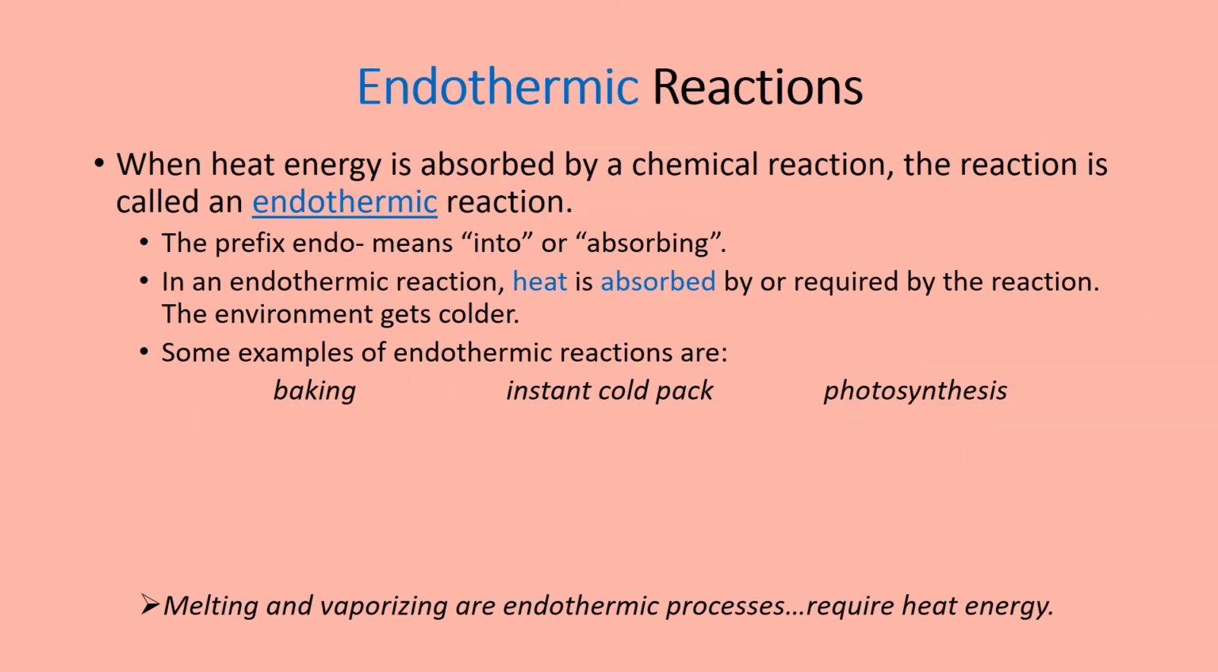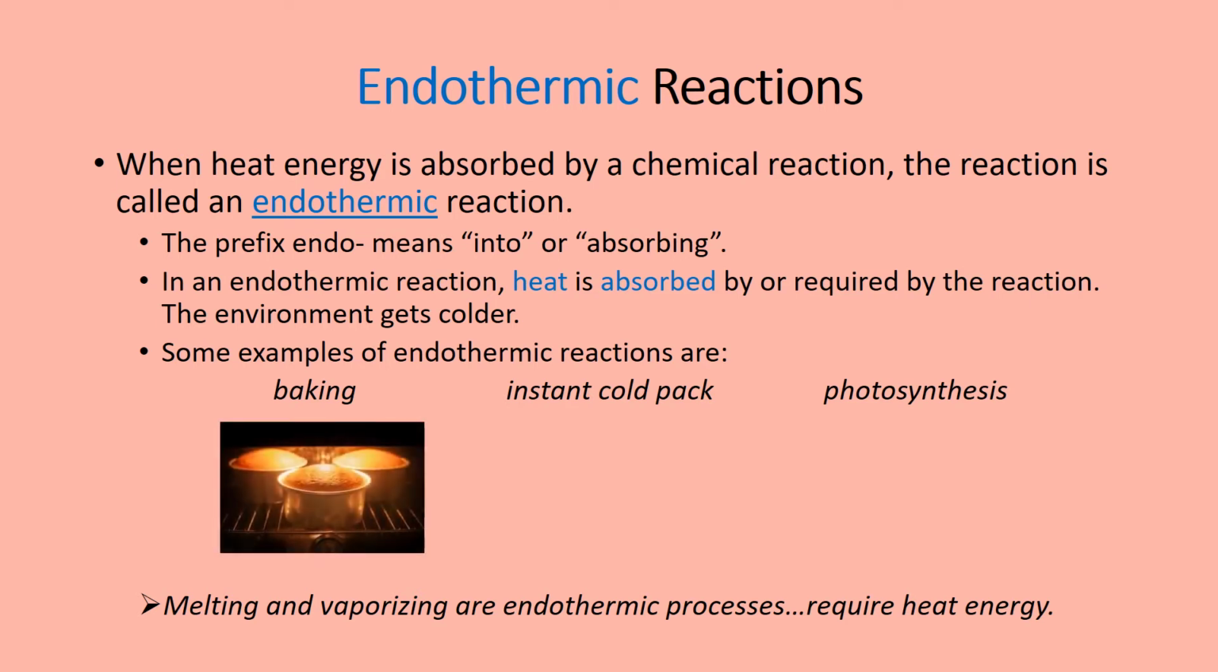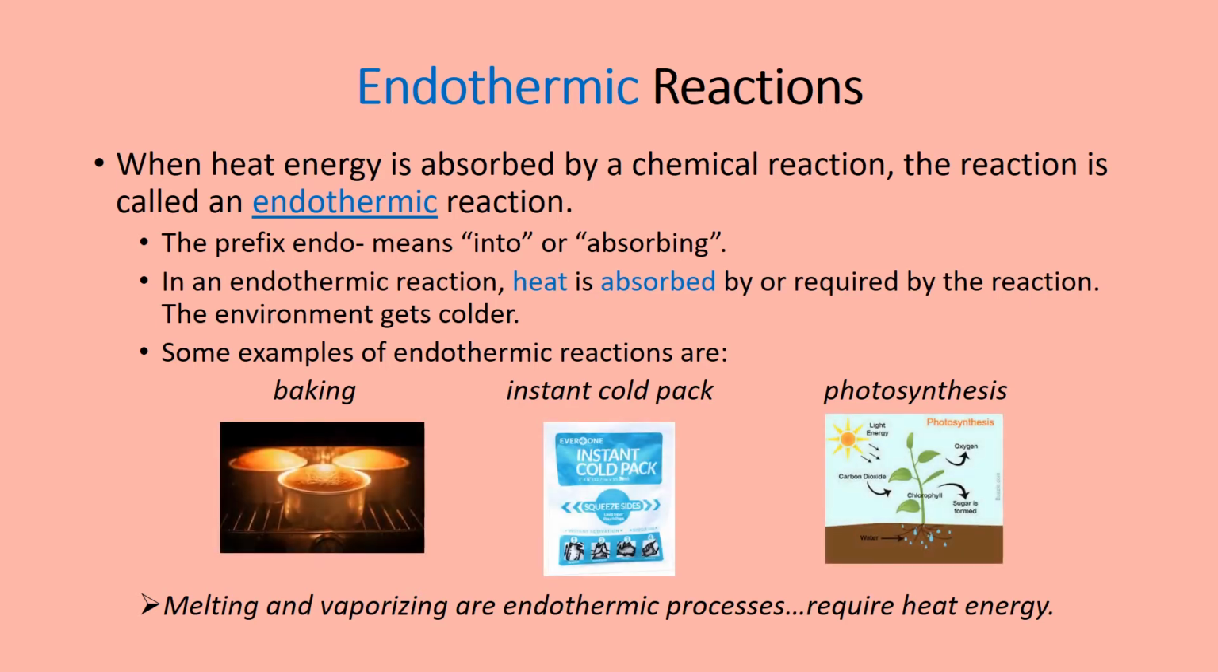An endothermic reaction occurs when heat energy is absorbed by the chemical reaction. It is called endothermic because endo means going into or absorbing. In an endothermic reaction, the heat is absorbed, and therefore it will feel colder because it is, in effect, sucking heat away from its surroundings. Some examples of endothermic reactions are baking, cold packs, and photosynthesis when plants absorb energy from the sun to create food. Phase changes that are endothermic include melting and vaporization because they require heat energy to occur.